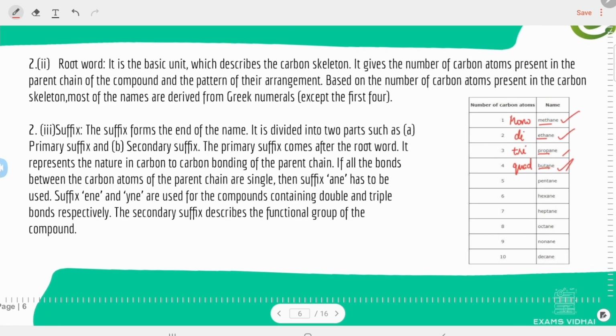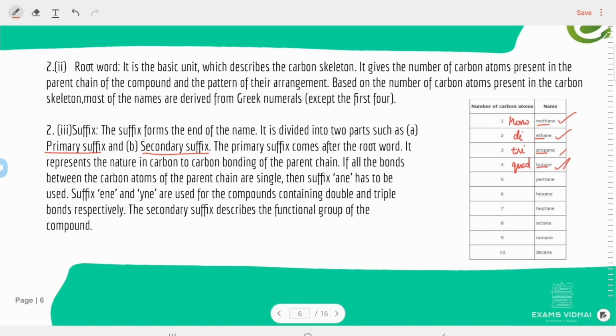Suffix. The suffix forms the end of the name. It is divided into two parts: the primary suffix and the secondary suffix. The primary suffix comes after the root word. It represents the nature and carbon-to-carbon bonding of the parent chain. If all the bonds between the carbon atoms of the parent chain are single, that is, saturated, it is an alkane, and alkane gets ane as the suffix. If there's a double bond, it gets ene as the suffix, and if there's a triple bond, it gets yne as the suffix. Ethene, ethyne, like that, used for compounds containing double and triple bonds. The secondary suffix describes the functional group of the compound.